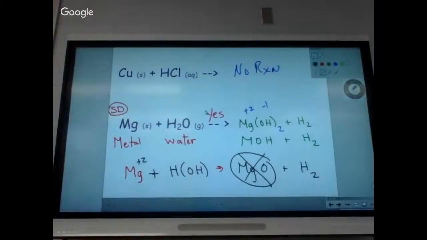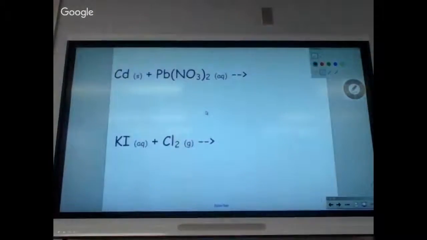But that's why I told you yesterday, you can't just look at it and go, it's got water. It's got to be synthesis. Because a metal plus water will get you... All right. Yes. Because it says H2 on the orange card. It says MOH plus H2. You see where we're at? Single displacement. Okay? All right.